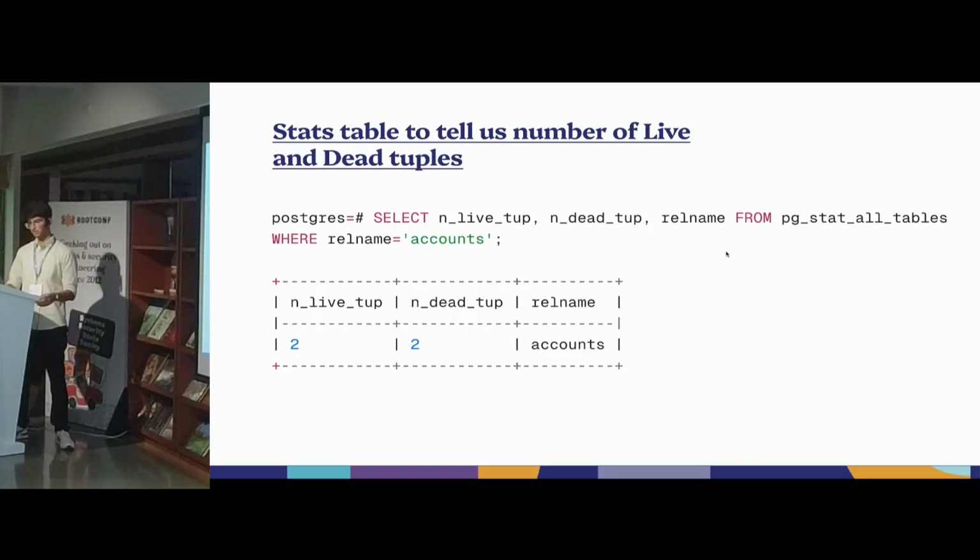This is a small snippet. You can actually query the statistics table in Postgres. The table name is pg_stat_all_tables, which gives you the count of live and dead tuples. And you can see here, the number of live tuples is 2, and the number of dead tuples is 2. That's because we did 2 updates, and that results in 2 tuples being added and the previous 2 tuples being marked as dead.